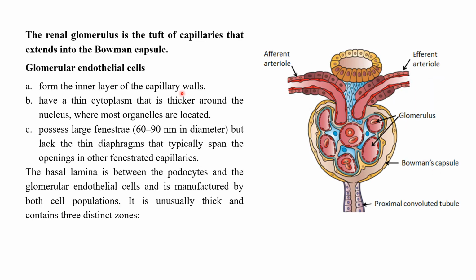The renal glomerulus is the tuft of capillaries that extend into the Bowman's capsule. You can see here this is the glomerulus. It's a tuft of capillaries that has entered into the Bowman's capsule.